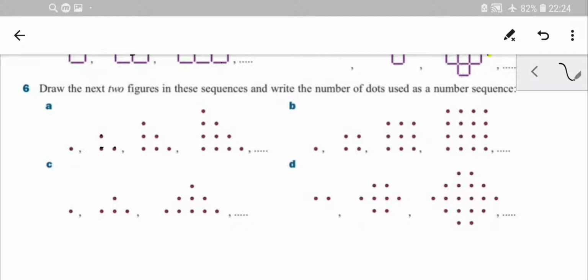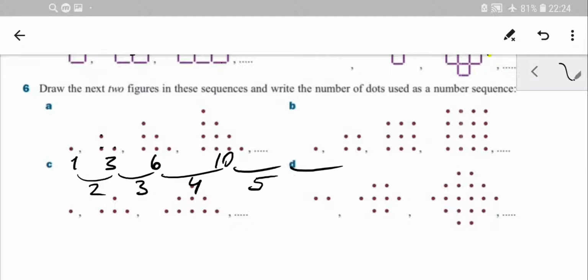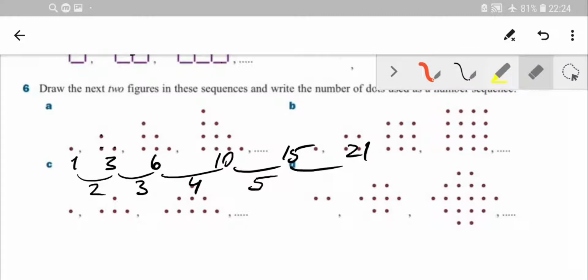But it's better to use a number sequence again. So let's see: 1, 3, and again 3, 6. Okay, 1, 3, 6. So the next one, that's the basic part, we just count the new ones: 1, 2, 3, 4. Okay, so 10. The differences are 2, 3, 4. The next difference is 5, so we get 15, and the next number is going to be 21 because we need to add 6. All right, so that's how it works.